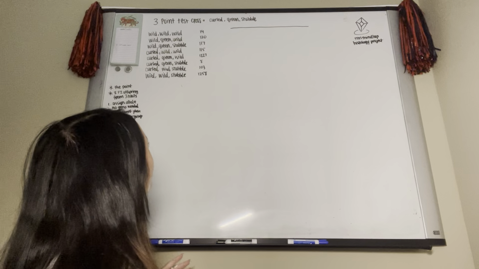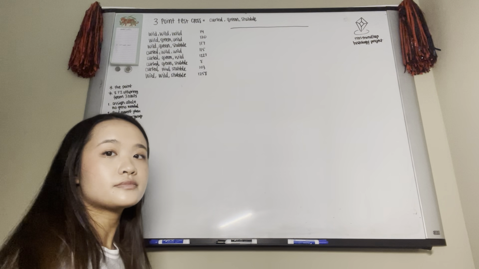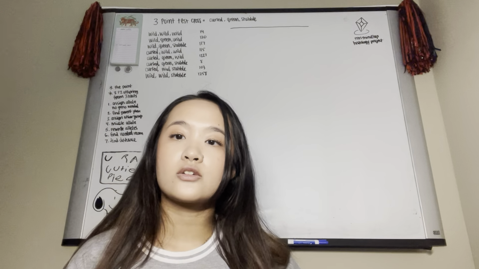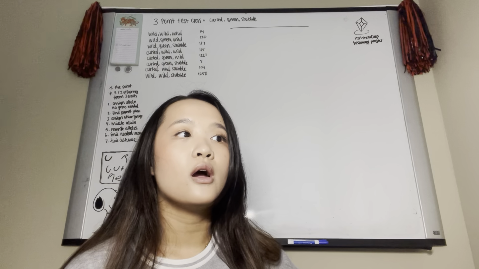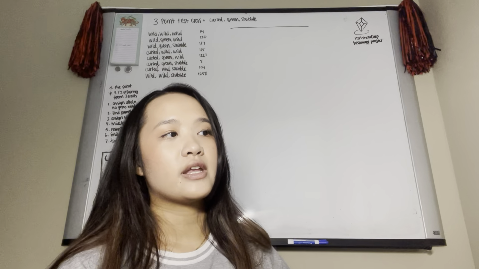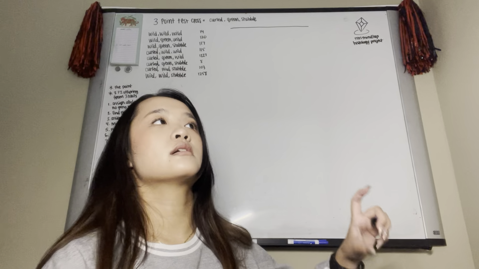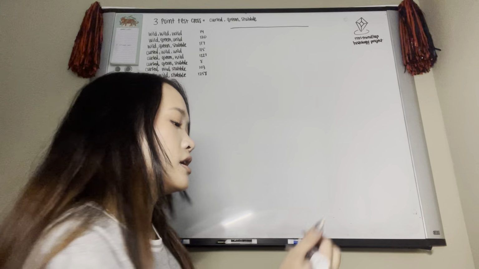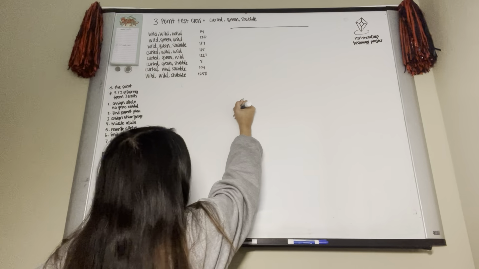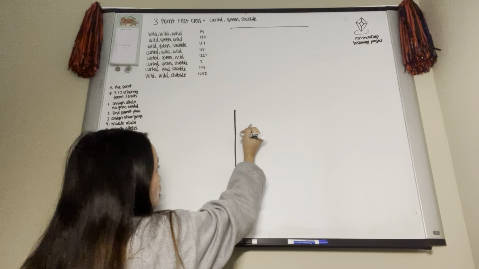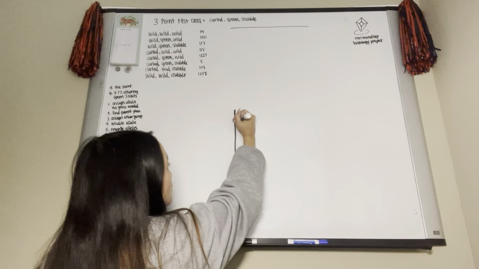Basically the point of a 3-point test cross is to determine where a trait or an allele is on a chromosome and how far it is as compared to another trait on that same chromosome. So for example, right here, this is the chromosome. So you have 3 points.